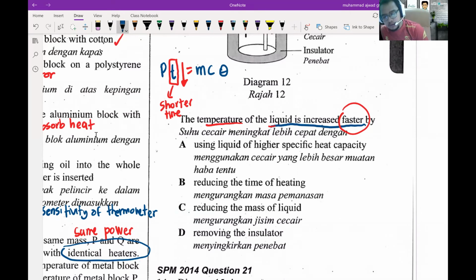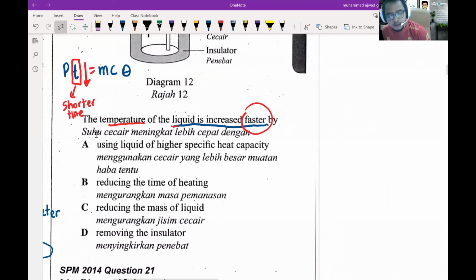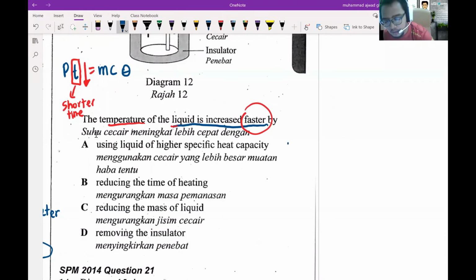Okay, contoh kalau kita ambil A. Using liquid with higher specific heat. Okay, so kalau kita ambil tu, P T equals to m c theta. T dengan C. Okay, higher specific heat. Apa jadi kepada time? Increase. Increase sebab dia satu baris. Okay, kiri kanan sebaris, dia directly proportional. Okay, so tak boleh. Reduce the time.